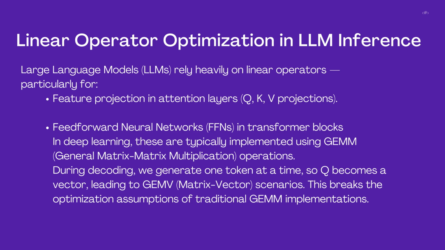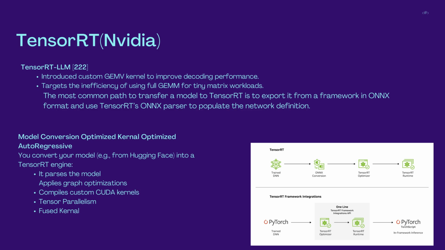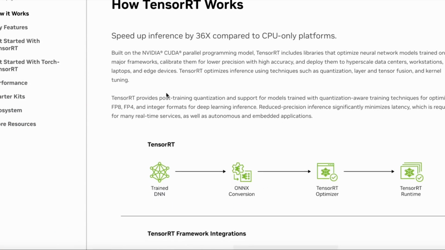Another important one is linear operator optimization. This is generally used in the attention layer where you have KQV. Q is your vector. It can also be used in the feed-forward neural network. In the transformer block, they are typically implemented using GEMM, which is general matrix multiplication. But during decoding, Q becomes a vector, leading to a GEMV scenario, which is the matrix-vector scenario. There is an open source library for it called TensorRT. This was introduced to improve the GEMV kernel to improve decoding performance.